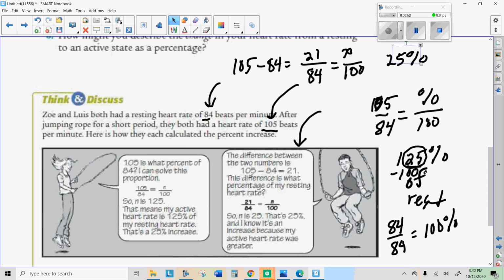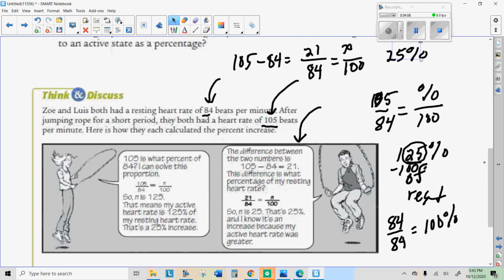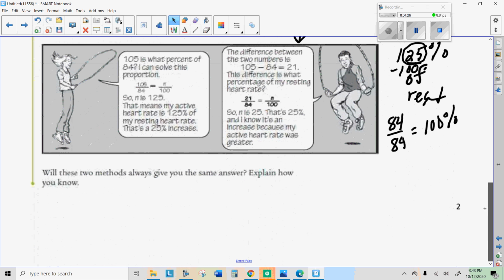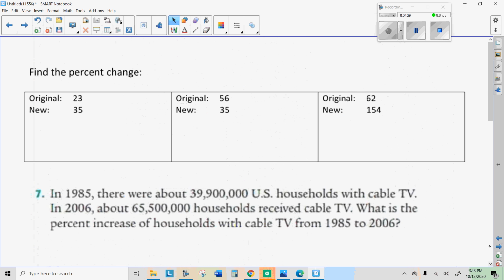So either way, you're going to have to subtract. Now, what's nice about Luis's method is you get the subtracting out of the way right away. So then you don't have to worry about, there's actually different ways to subtract for different types of problems. So it can get a little confusing. Okay? And will these always give you the same answer? Well, mostly yes, but there is an instance where it won't quite work out right, and you'll just have to think about it in a little different way if you're using Zoe's method.